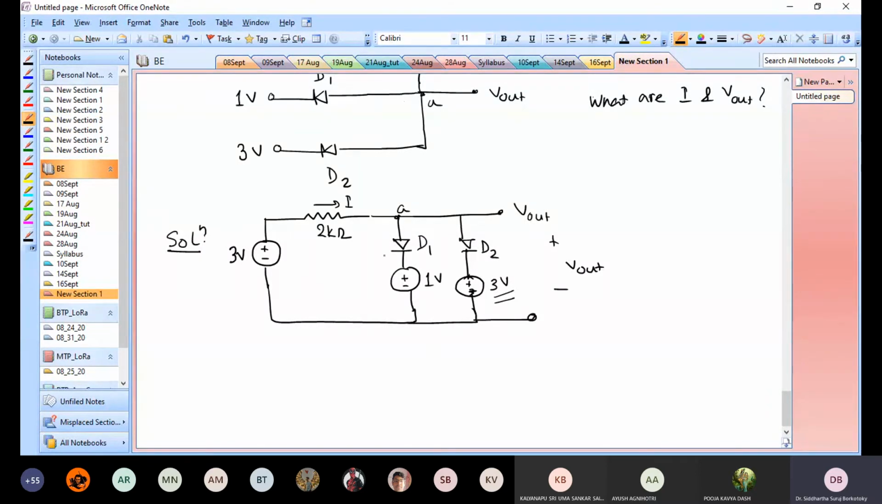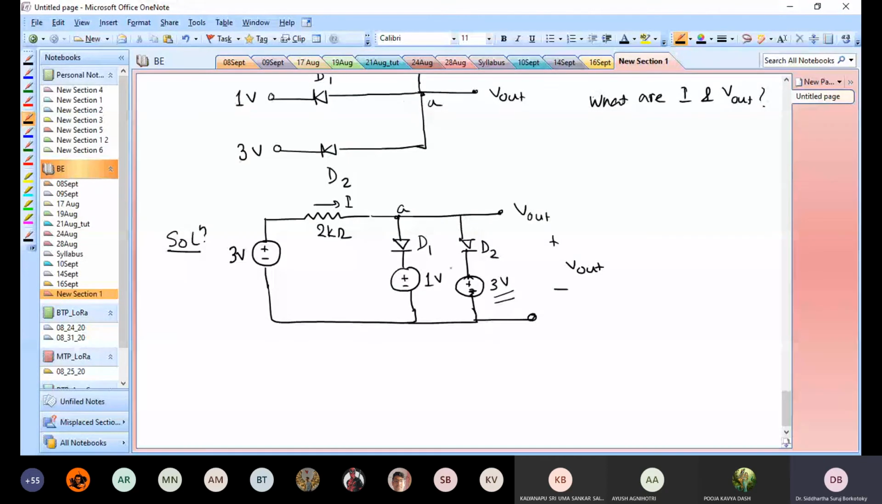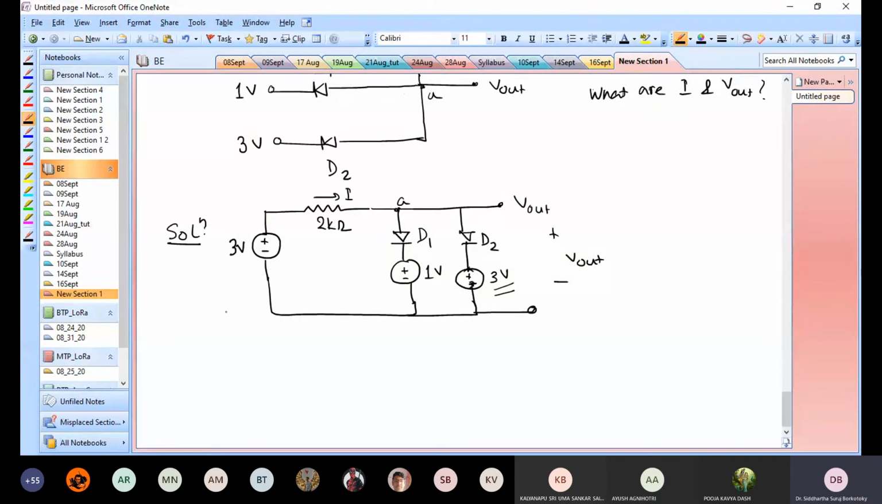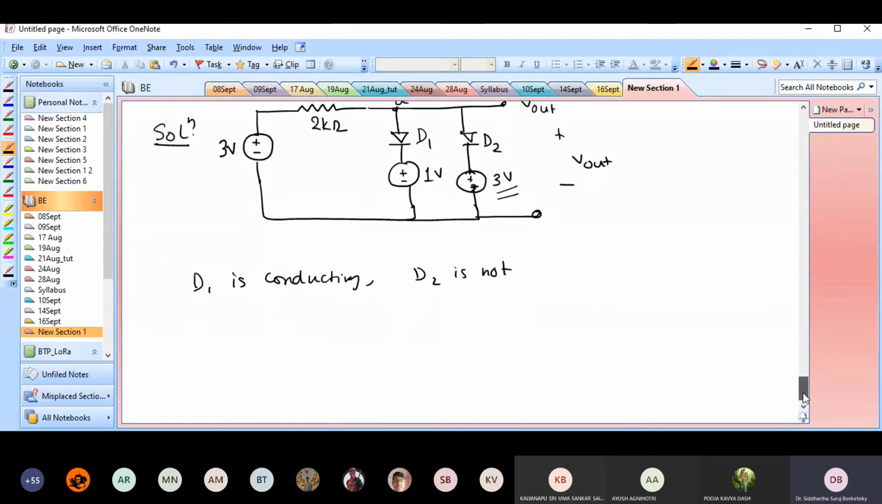All the current is traversing through the diode D1. So basically you have a 3 volt potential and there is another potential drop across the 2 kilo ohm resistor. So eventually at the P terminal of the diode D2, you will not get any potential higher than 3 volts. So as a result, D2 will not conduct, whereas D1 will conduct. So now what I have is D1 is conducting, D2 is not. So this is my situation of these two diodes.